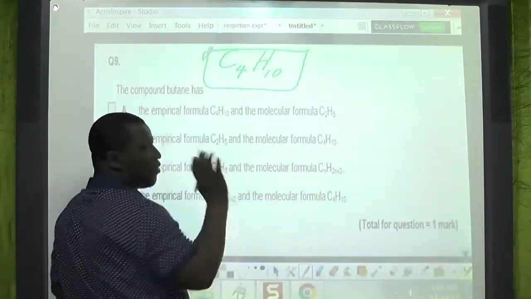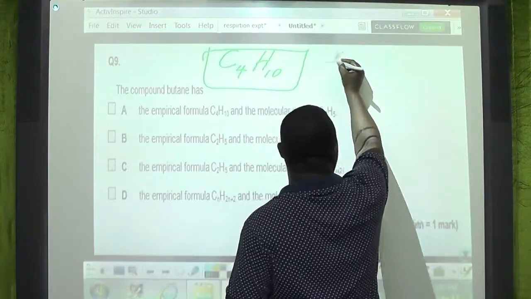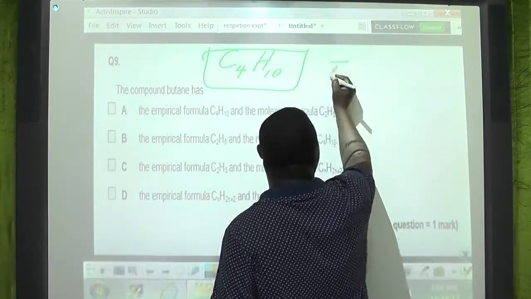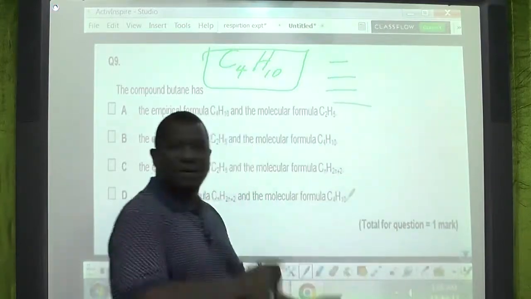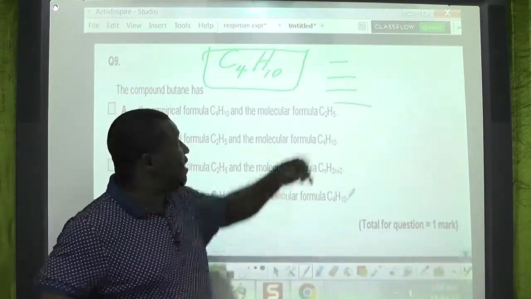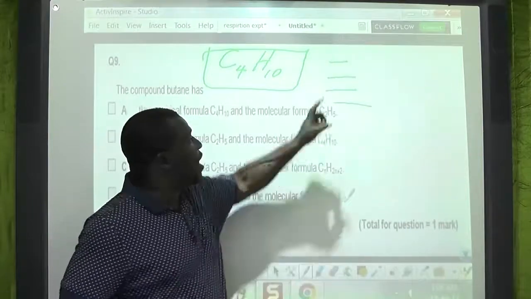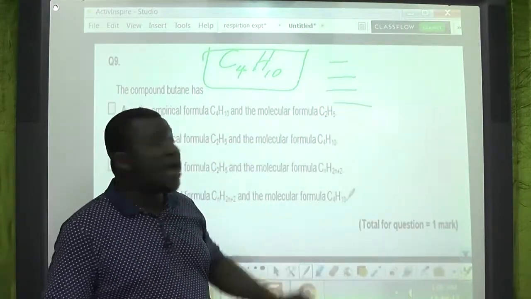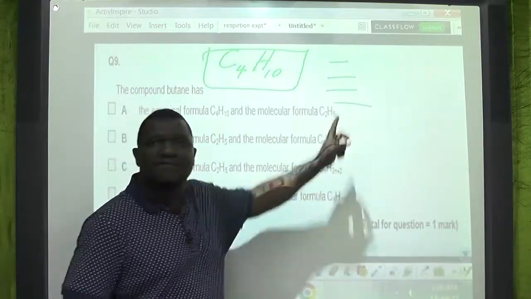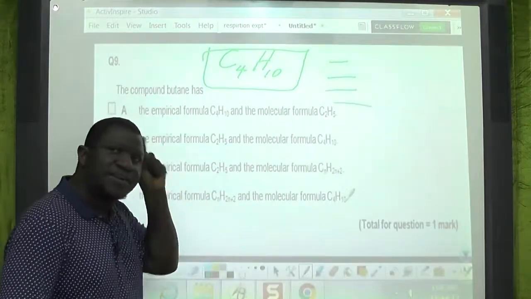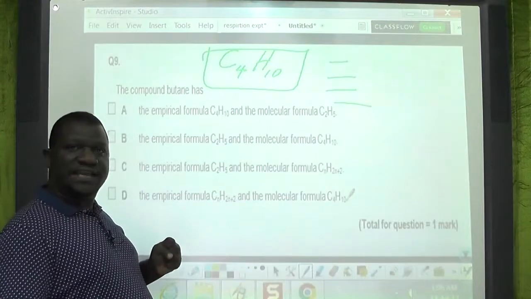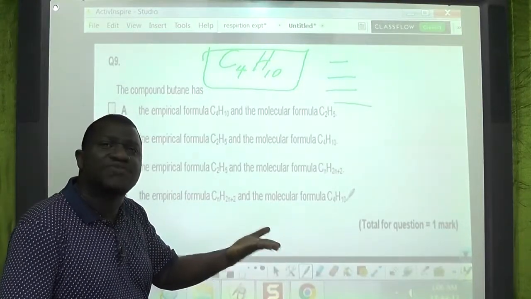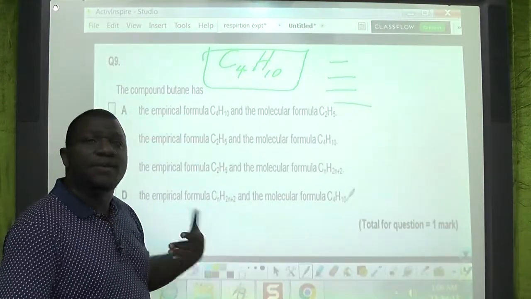Remember, for every organic compound we have the empirical formula, the molecular formula, the structural formula, and the displayed formula. Don't forget that we treated that in our GCSE or IGCSE. And when we get to organic chemistry in AS, we are going to repeat it again.